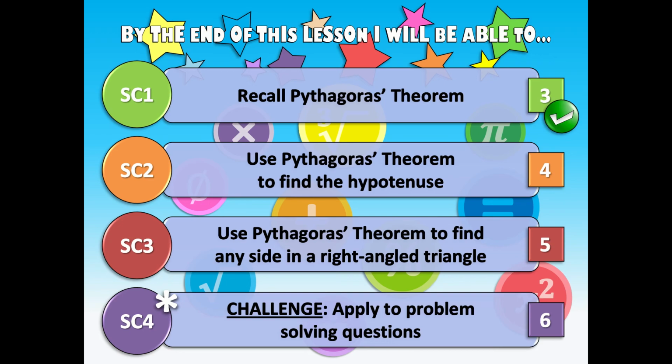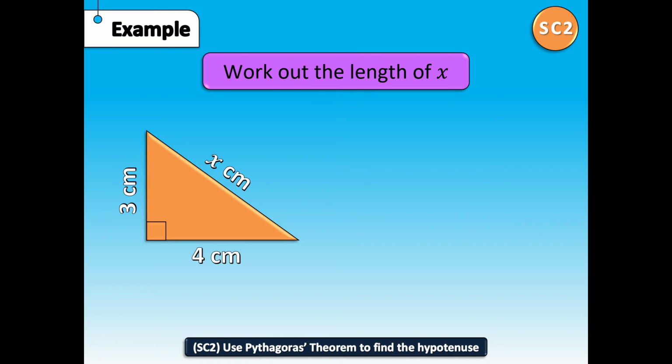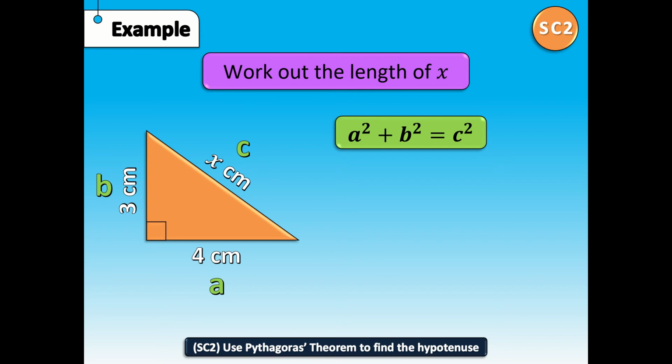So now we've completed success criteria 1, we're going to move on to number 2. And this is to use Pythagoras' theorem to find the hypotenuse. So we want to work out the length of x. So that's the hypotenuse. So we're going to use this: a squared plus b squared equals c squared. So this side has to be c. Remember, c has to be opposite the right angle. For the other two sides, it doesn't matter which one's a and b. I'm going to label them like this.